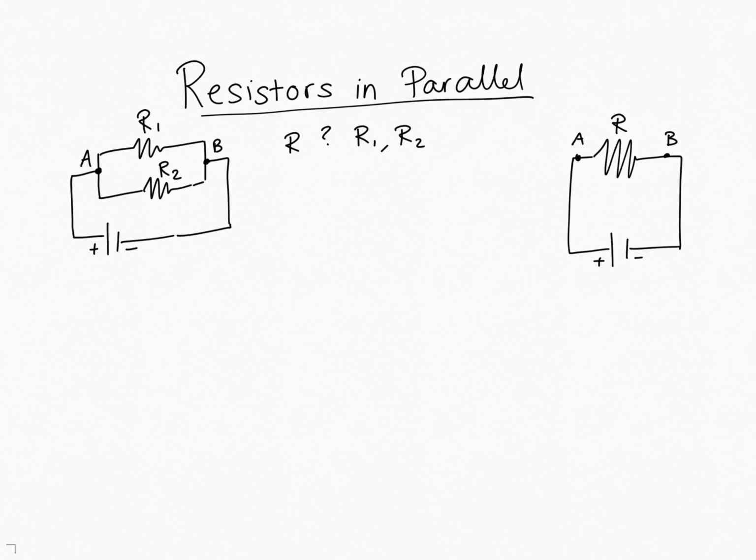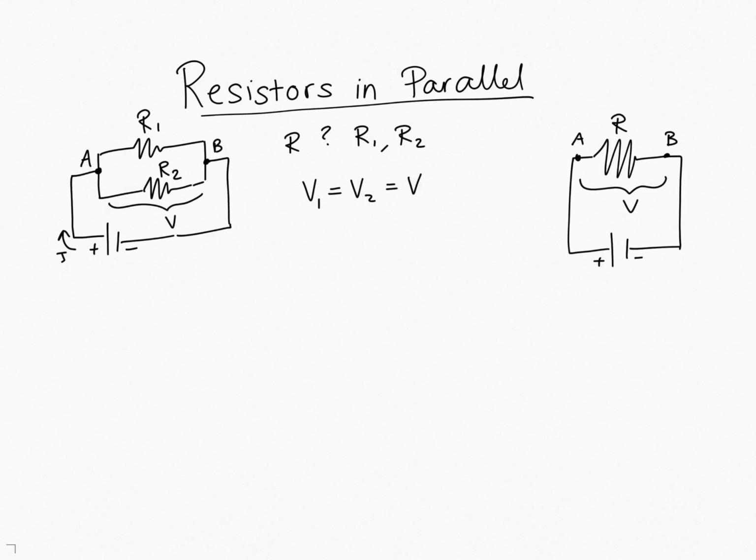what we find is that the voltage for both R1 and R2 will be the same because they both drop from A to B. So we find that the voltage is going to be the same, namely V1 is equal to V2, which is equal to V.